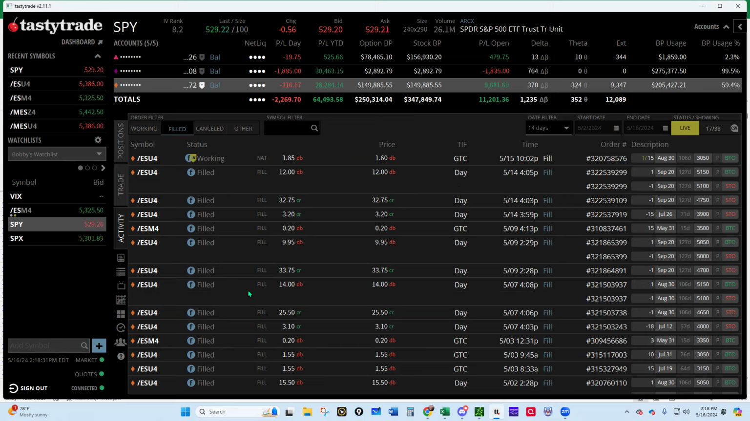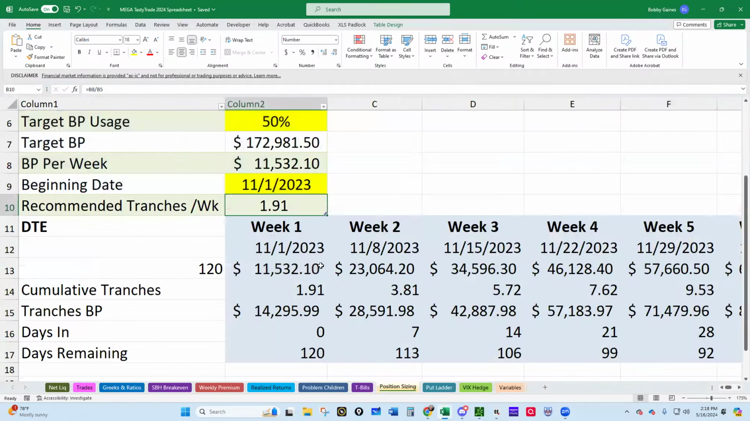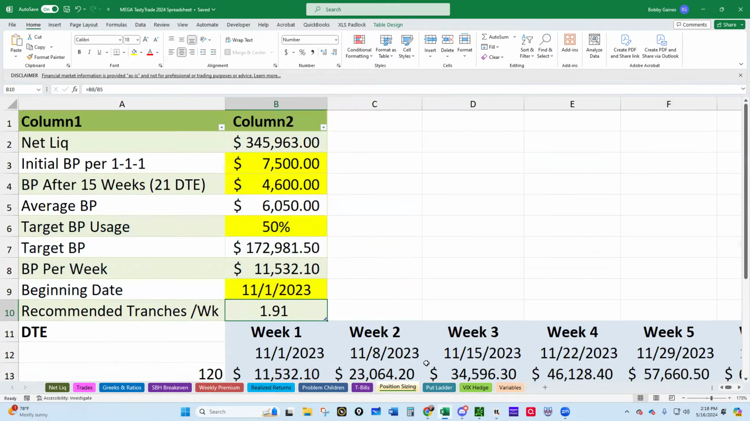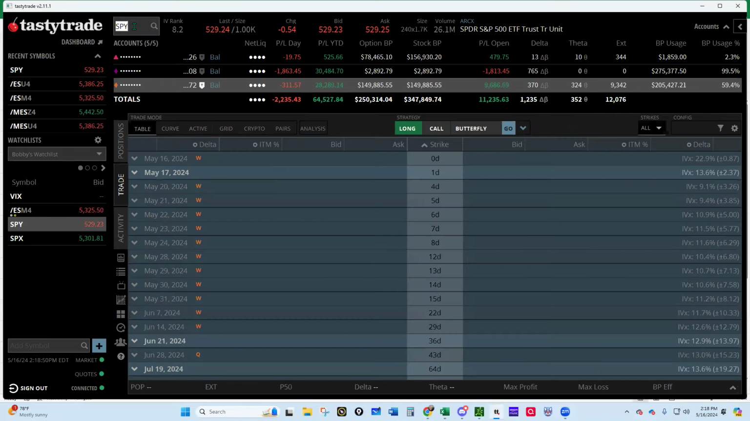Okay. So I guess we'll just do our trade. Now, what we do is we go back to our little position sizing tab. And our position sizing tab says we need to do 2 trades per week. So we do one on Tuesday. And today is Thursday. So we do one on Thursday. So let's do our little trade today. So we'll go to trade, and we'll go to the E-minis.